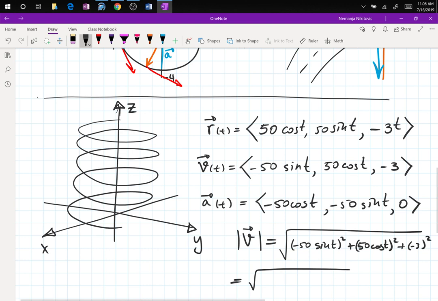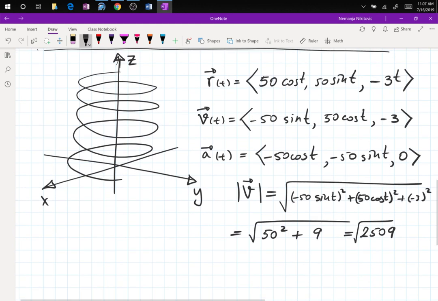So 50 squared plus 9. 50 squared is 25 with 2 zeros, and then you add 9. You have a square root of that, so it's going to be 50 and something a little bit more. So you see that there is no difference in calculating a 2D case or a 3D case.